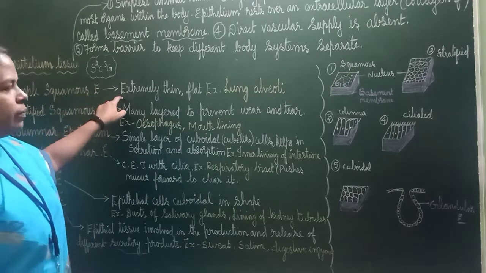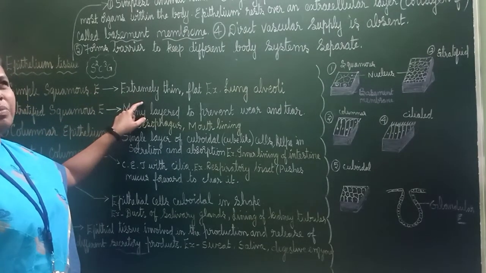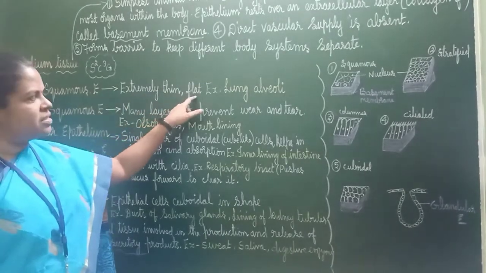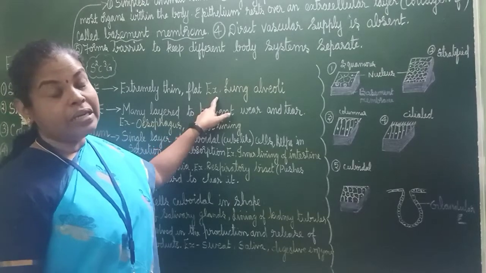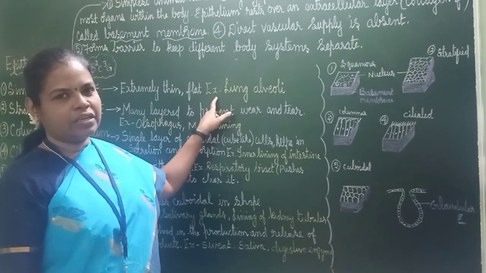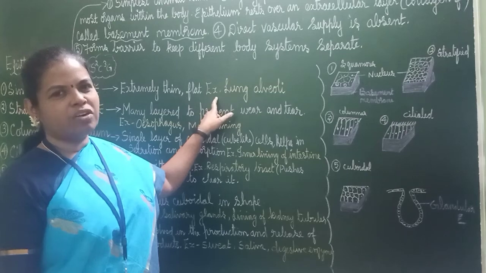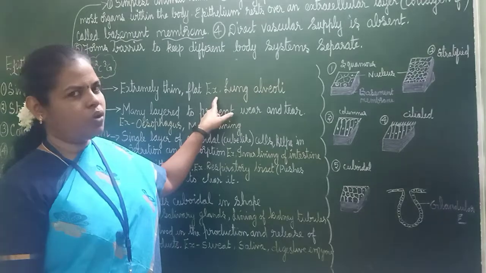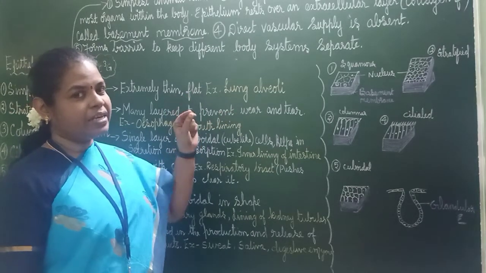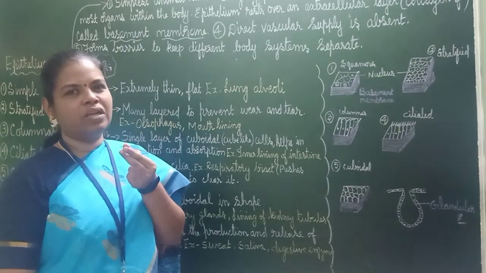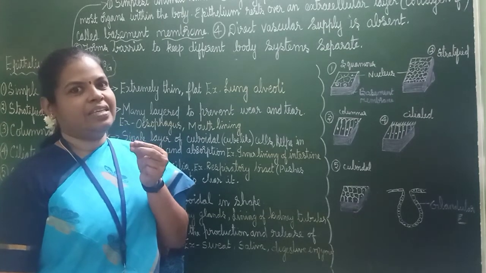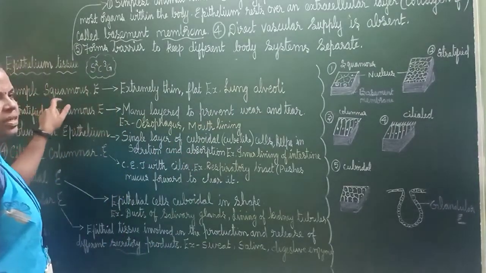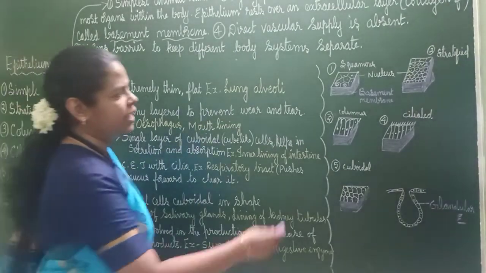Simple squamous epithelium means an extremely thin, flat layer. For example, in the lung alveoli. You have studied about lungs, no? What is the function of lungs? Oxygen will come in and carbon dioxide will go out. How? Inside there is a small grape-like structure called alveoli, air sacs. The alveoli cover is also made up of simple squamous epithelium.